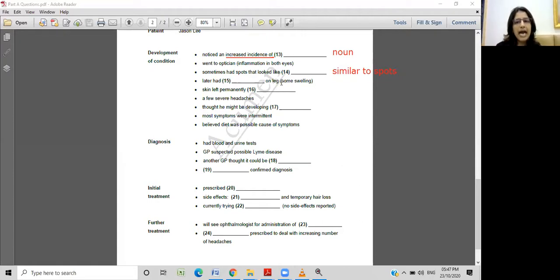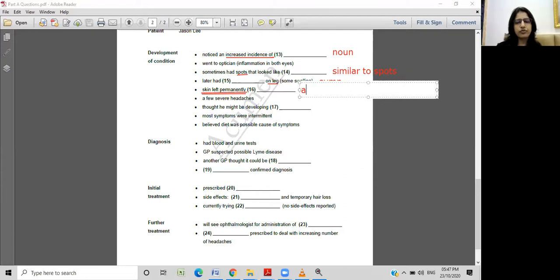Then later had blank on leg. So leg is my keyword. I'm looking for a symptom, but that symptom should not be swelling or anything related to swelling, because the swelling is already given here. Then here for 16th one, it's related to skin. Skin left permanently. So here he is describing that he had some spots. Yes. And then because of that spots, his skin became how? So here I'm actually looking for an adjective.